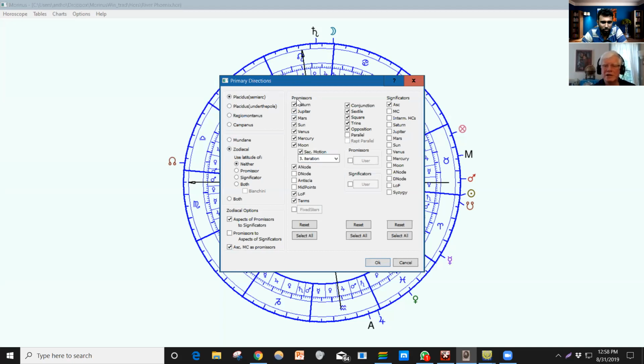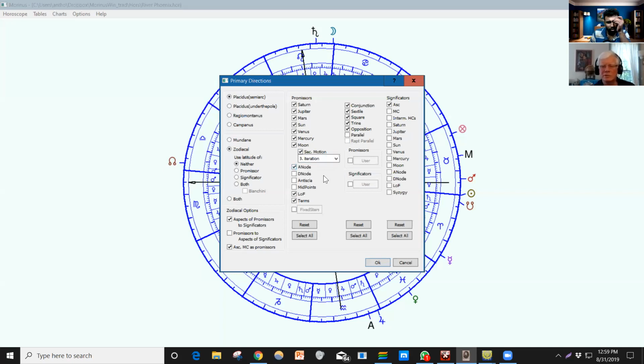Then what planets do you want to allow to move around the chart? Well, obviously you're going to pick, I think, all the 7 classical planets. I'm not sure what this one is, the secondary motion of the moon. I don't think even I have. I'm going to leave it checked, but I'm not sure what that's referring to in the literature.